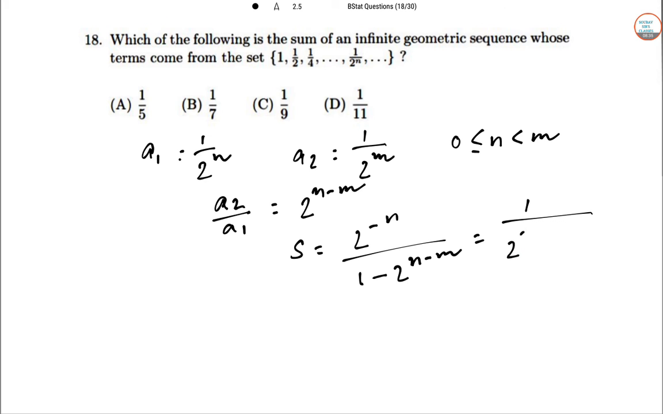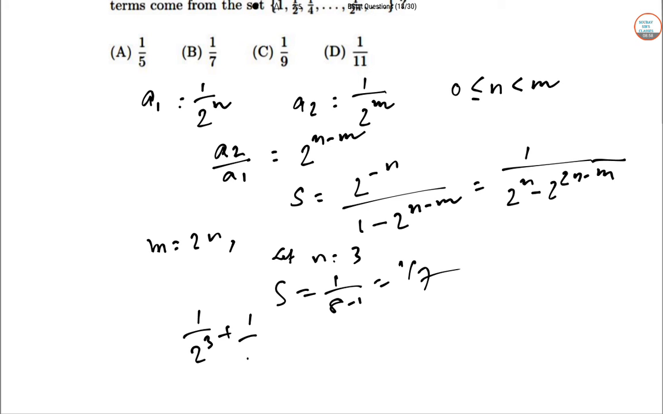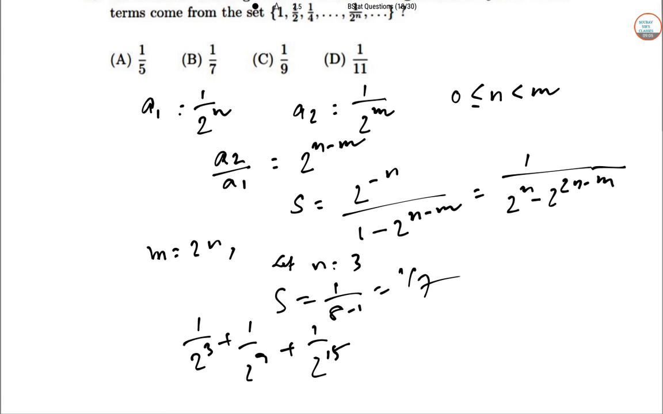So that is equal to 2 to the power n over 2 to the power 2n minus 2 to the power m. So the difference in the denominator is odd. So we can take m equal to 2n and let n equal to 3. Then S equals 1 by 8 minus 1, so 1 by 7. So the sum of the progression is 1 by 2 cubed, 1 by 2 to the 9, 1 by 2 to the 15. In that way, if we just proceed, then the answer will come. Solving is this. Okay.